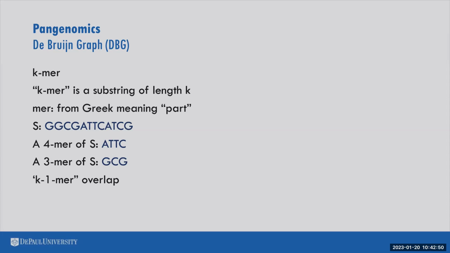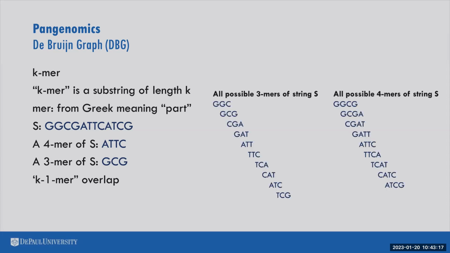A simple example: say we have a string. A four-mer of the string will be ATTC, and a three-mer will be GCG. You can split a string into several overlapping substrings, depending on the k value. Here is an example. If you take the same sequence and k-merize the string using a value of 3, you get all these k-mers: GGC, the next one GCG, CGA, and so on.